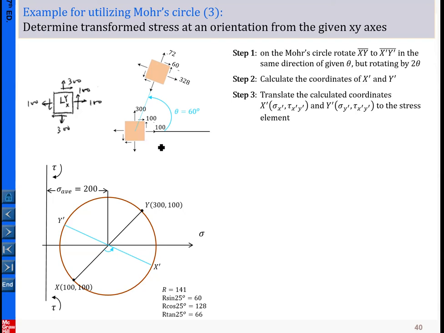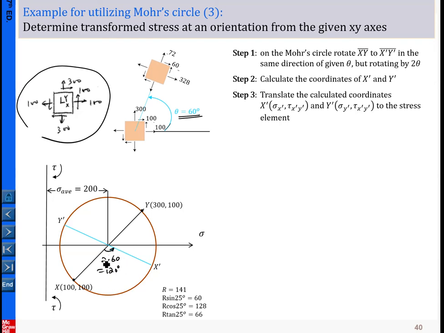For example, I want to transform by, say, arbitrarily 60 degrees. Here x and y are the points describing the given state of stress, propagated from our previous exercise just about half an hour ago. We are given theta of 60 degrees, in the counterclockwise sense in this example. So in the same counterclockwise sense, and by how much? 2 times theta, so 2 times 60 equals 120 degrees.